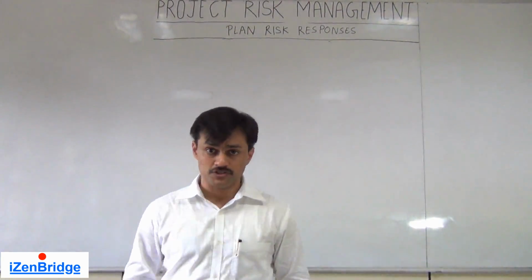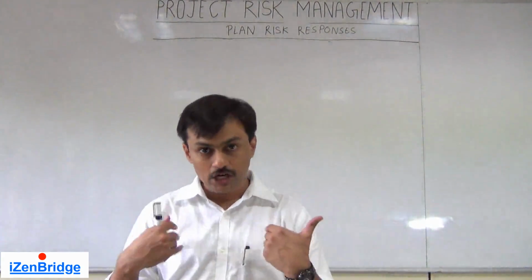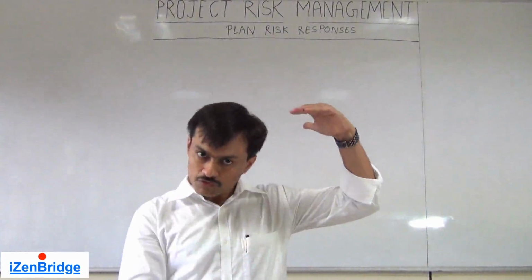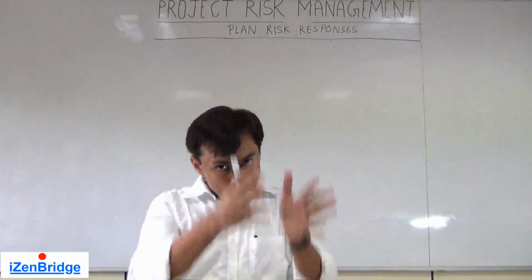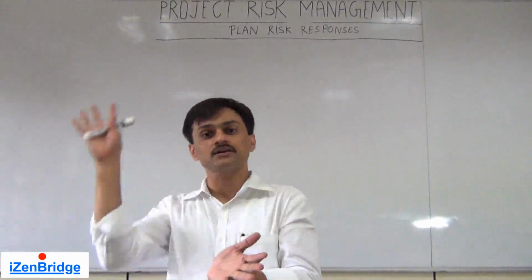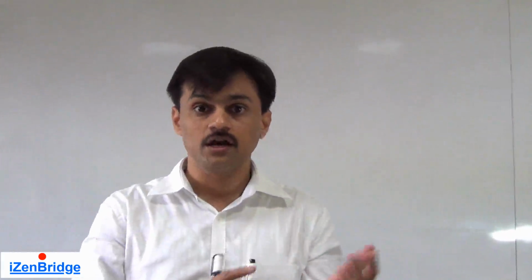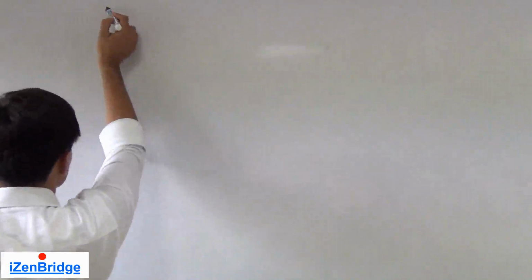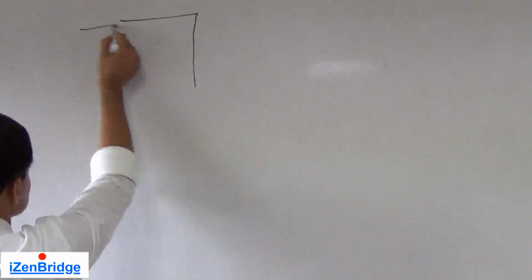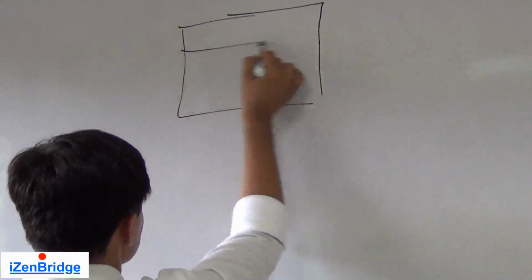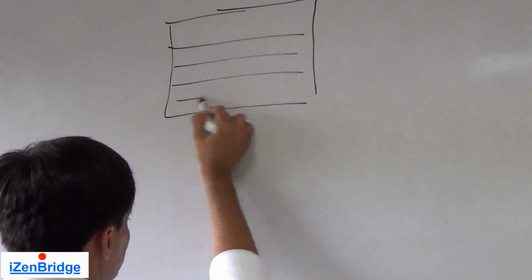Plan risk responses. What we have done till now is that we made a list of risks. We have ordered them on the basis of impact, likelihood, and the urgency for the given project. Now we need to respond to those risks. Our risk register, which is a primary input for this process, is an ordered list. We can think like that.